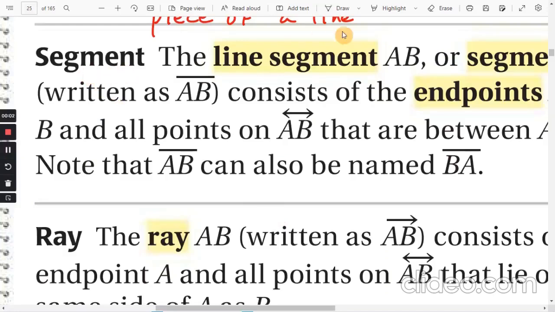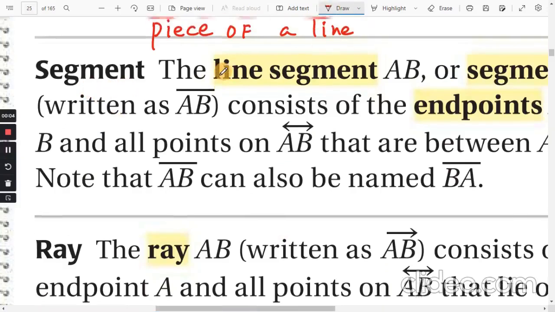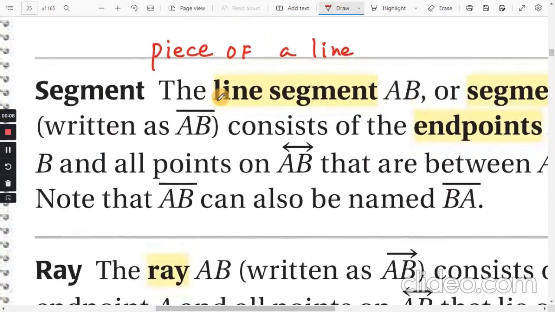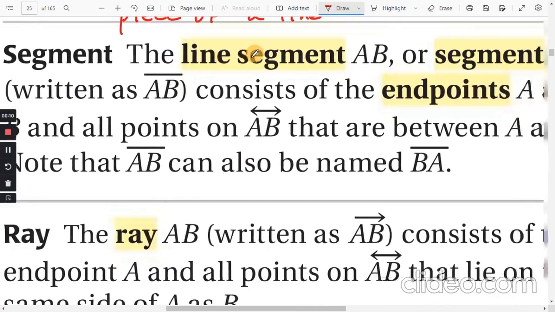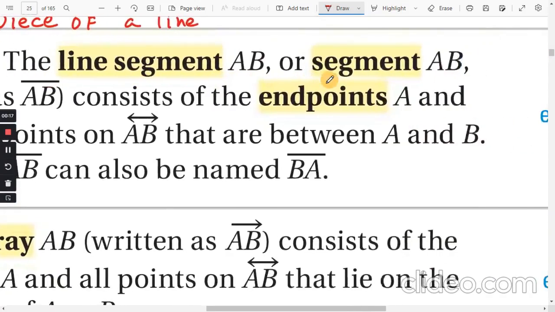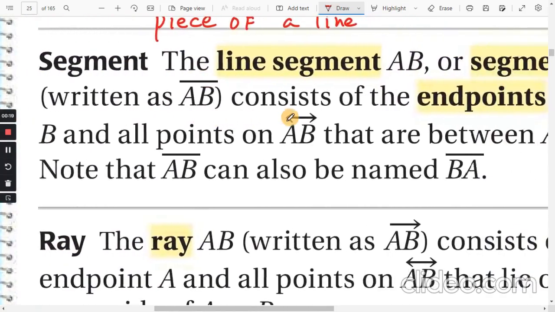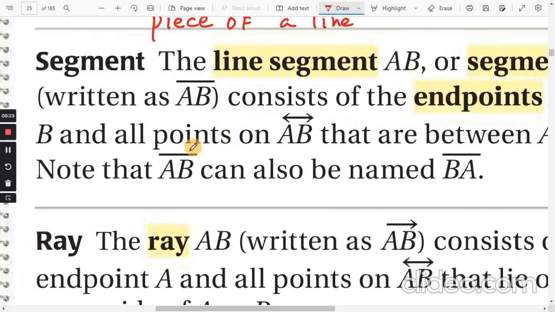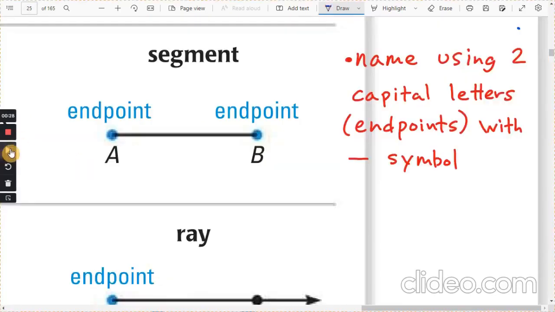Okay, definition of a segment or line segment. I like to think of it as a piece of a line. Okay, so the line segment AB or segment AB, written as AB with a bar on top, consists of the endpoints A and B and all points on line AB that are between A and B. Note that AB can also be named BA. So let's take a look. So this is a segment or line segment. It's just a piece of a line.